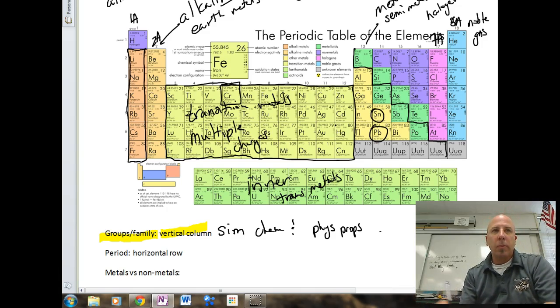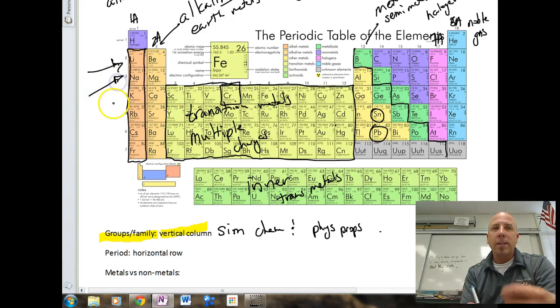Similar chemical and physical properties. For example, lithium here, our alkali metal, if we drop it in water, it's going to react with water to liberate hydrogen gas, and some lithium hydroxide is made. And that hydrogen gas is really flammable, and it often will spark and explode. Well, sodium does the same thing.